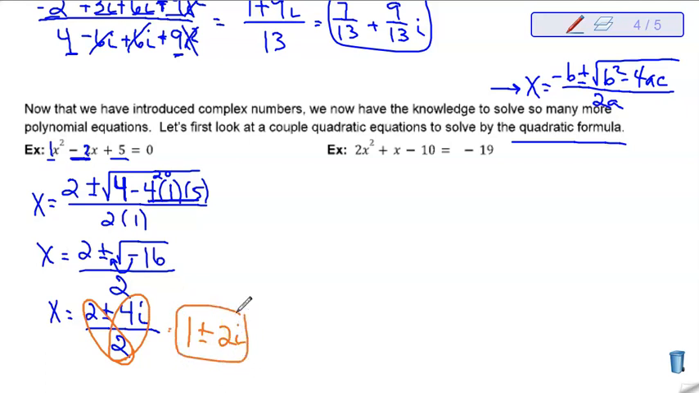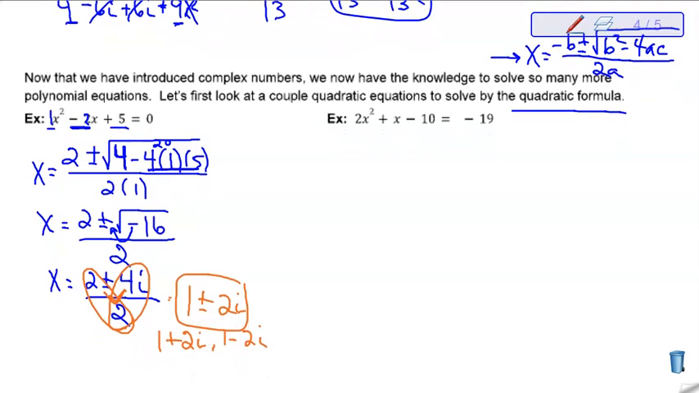So when you're simplifying, make sure you can divide all of them and simplify or reduce. If not, don't reduce any of them. Okay? Now, if they ask you to write your answers in separate form, this would be the same as 1 plus 2i and 1 minus 2i if I break apart that plus or minus. So not too bad with that.